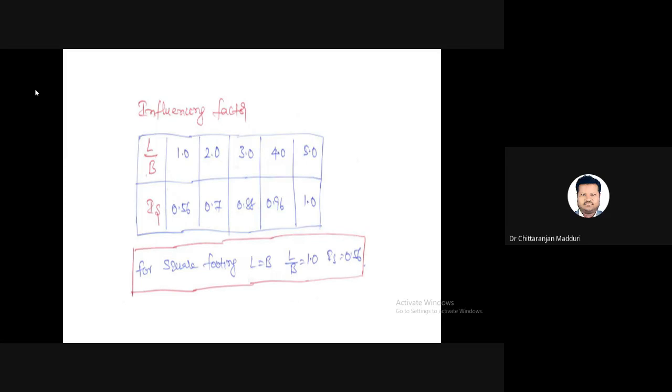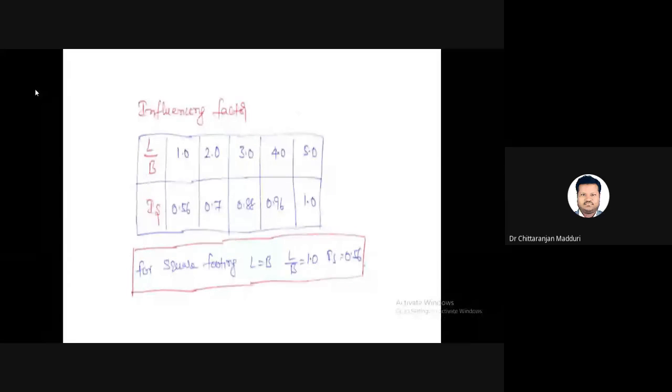If the L by B ratio changes, for 2.0, Is equals 0.7. For 3.0, the influencing factor equals 0.88. Like that, the influencing factor varies depending upon the L by B ratio. For other L by B ratios, you may be given a graph or you may be given the influencing factor value directly in the problem. But for a square footing, it may be given or it may not be given, so remember Is equals 0.56.